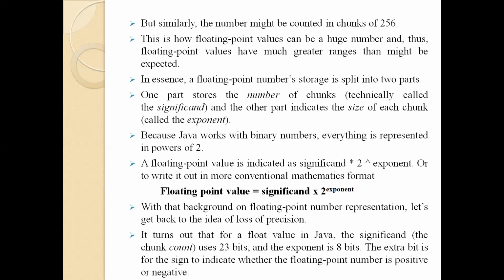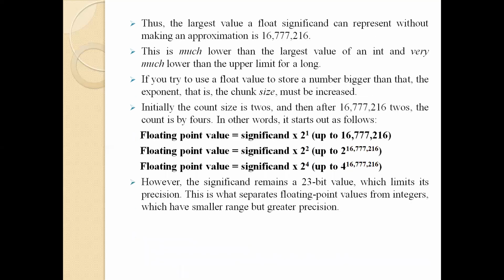With that background on floating point number representation, let's get back to the idea of loss of precision. It turns out that for a float value in Java, the significand uses 23 bits and the exponent is 8 bits. The extra bit is for a sign to indicate whether the floating point number is positive or negative. Thus, the largest value a float significand can represent without making an approximation is 16,777,216.